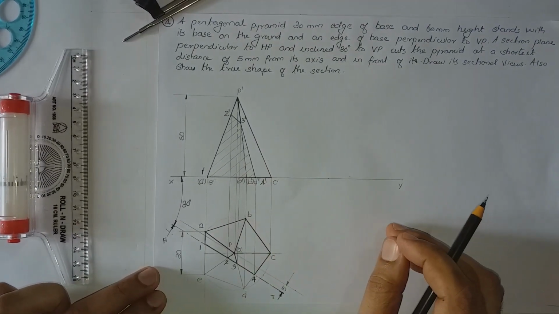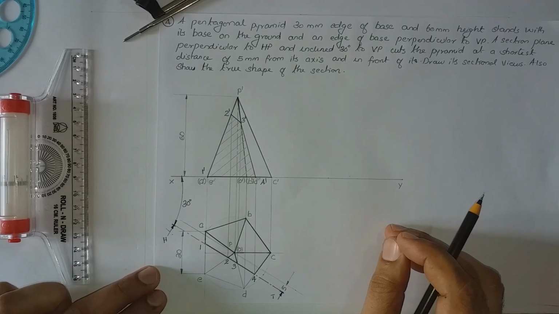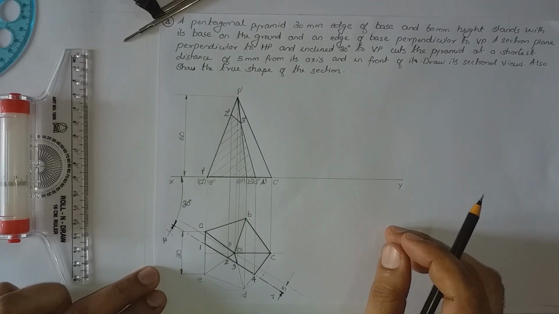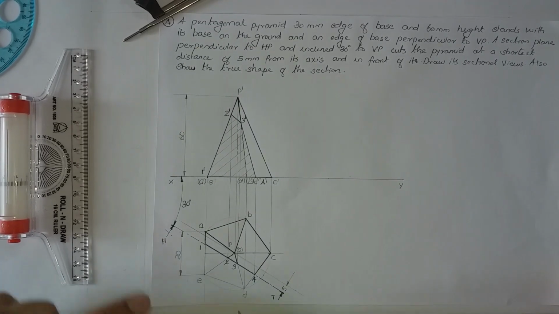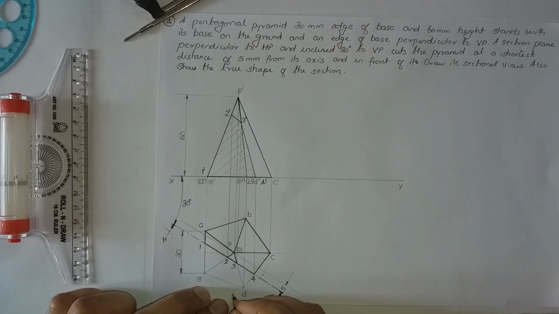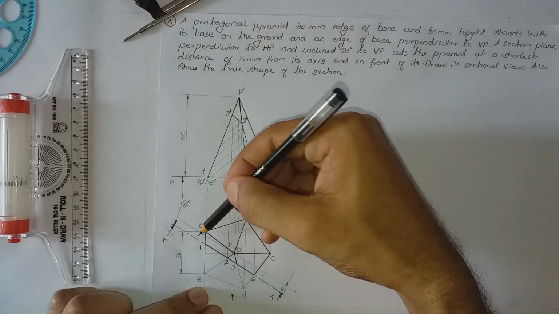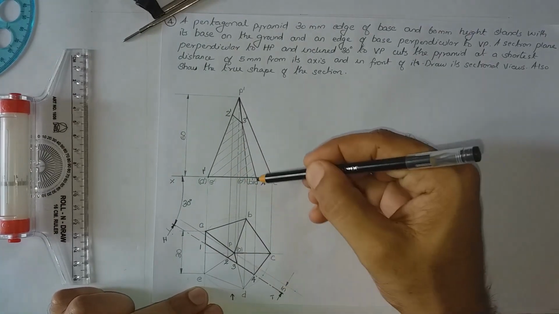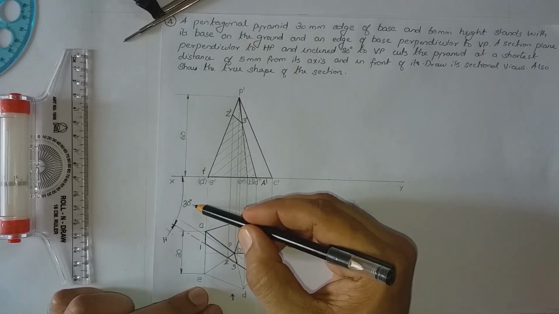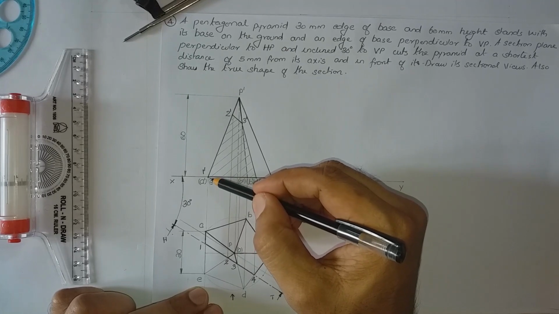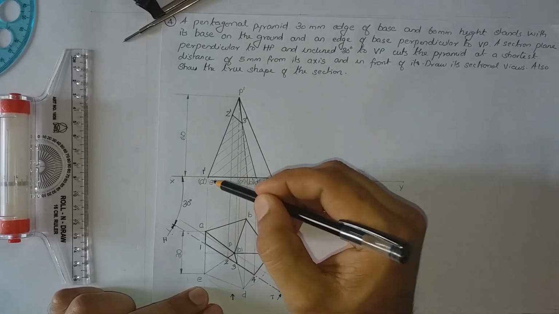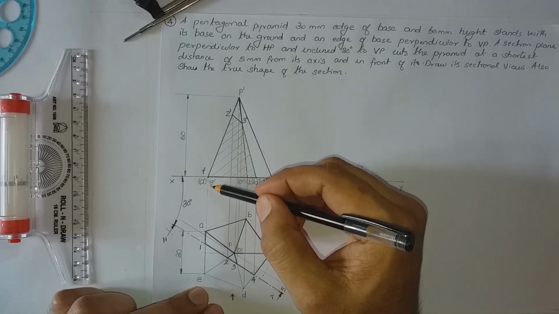Now we have to draw the true shape of the section. So why we have to draw the true shape of the section? In this case, when you are observing in this direction from the front, as the section plane is having an inclination with respect to VP, which is 30 degree, 1 dash, 2 dash, 3 dash, 4 dash, 1 dash is our section surface.